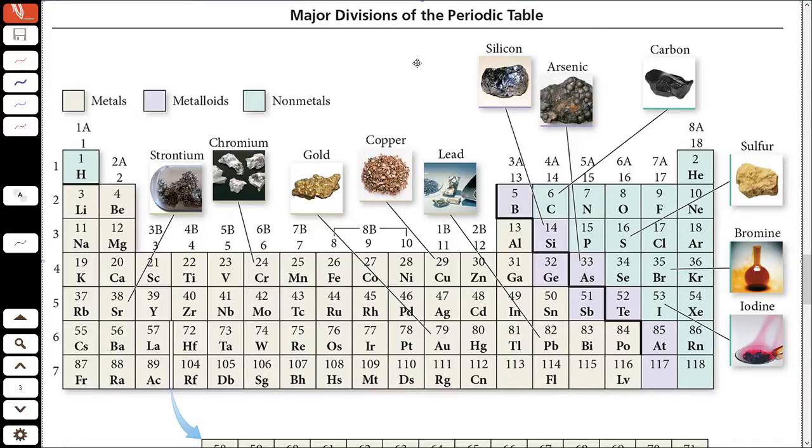The conductivity is another. You can see that the metalloids in the middle are often known as semiconductors because, again, they're not as conductive as metals, but they're not as insulating as nonmetals.